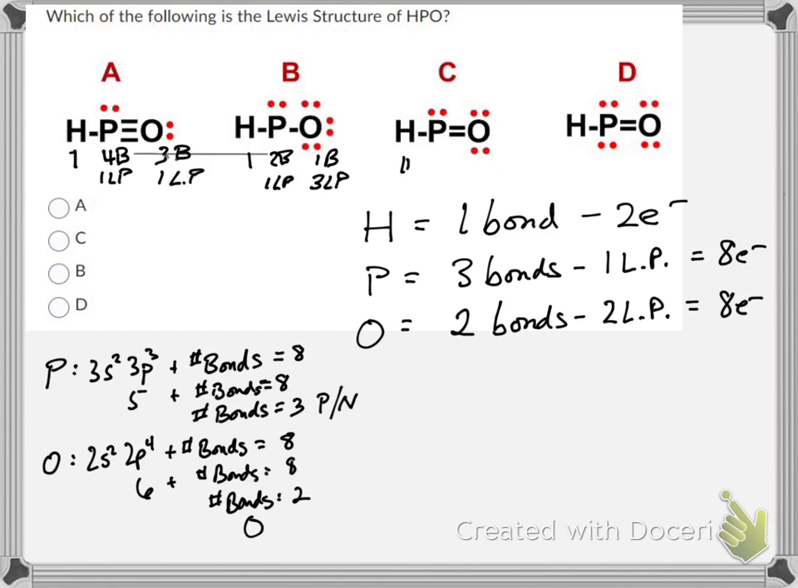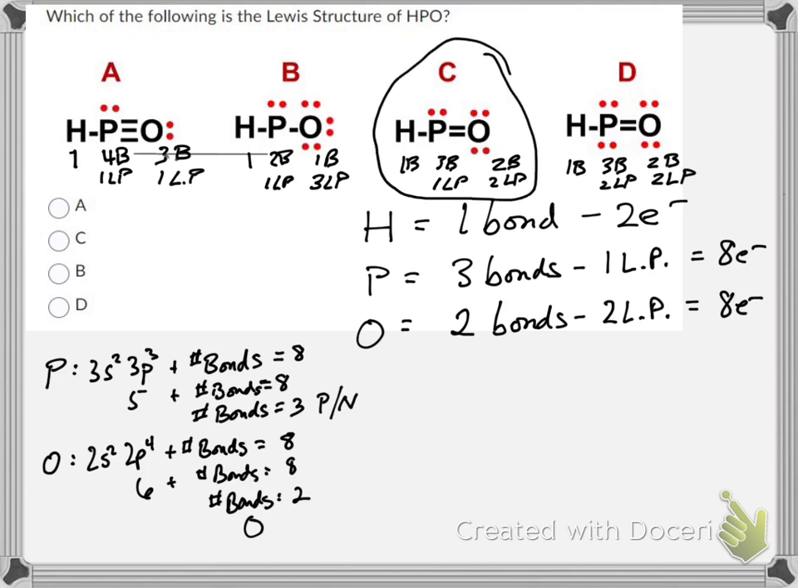We look at option C: 1 bond for hydrogen, 3 bonds for phosphorus, 1 lone pair, 2 bonds for oxygen, 2 lone pairs. That's exactly how we predicted the bonding to be. And then if we look at D, 1 bond for hydrogen, 3 bonds for phosphorus, but then there's 2 lone pairs, and then oxygen has 2 bonds and 2 lone pairs. So that would make D incorrect because of the additional lone pair there for phosphorus. That would give us option C.